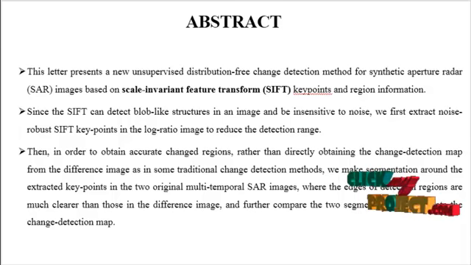Then, in order to obtain the accurate change region rather than directly obtaining the changed region map from the difference image as in some traditional change detection methods, we make segmentation around the extracted key points in two original multi-temporal SAR images, where the edges of detection regions are much clearer than those of the difference image, and further compare the two segmentations to generate the change detection map. Once the changes are detected, the detection rate will be increased.